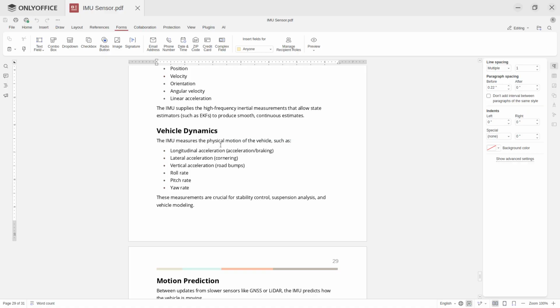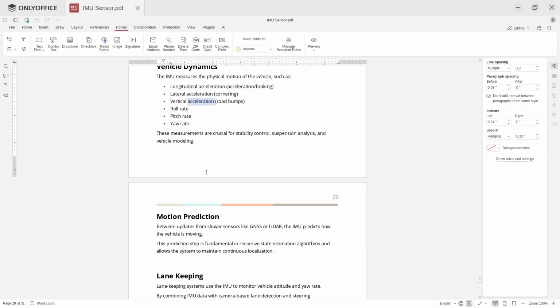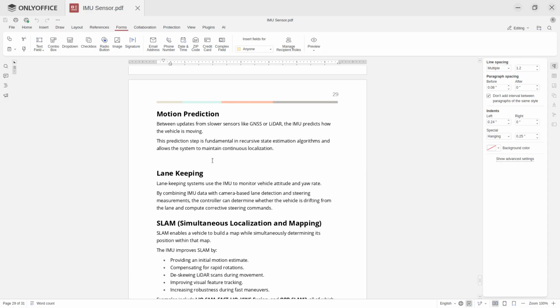Next, vehicle dynamics. The IMU measures the physical motion of the vehicle such as longitudinal acceleration, lateral acceleration, vertical acceleration, roll, pitch, yaw, right? These measurements are crucial for stability control, suspension analysis and vehicle modeling. Now motion prediction. Between updates from slower sensors like GNSS or LiDAR, the IMU predicts how the vehicle is moving. This prediction step is fundamental in recursive state estimation algorithms and allows the system to maintain continuous localization.